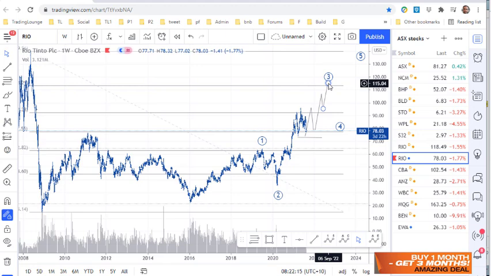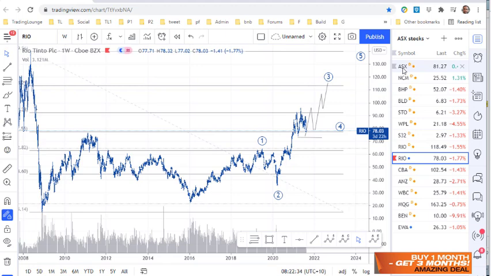So slightly different count, the resources, because the ASX200 is more on the banking side of things. So 1 and 2 and 3 and 4 and 5, and that fits into the commodity cycle, the large commodity cycle that we've been looking at with Goldman Sachs.